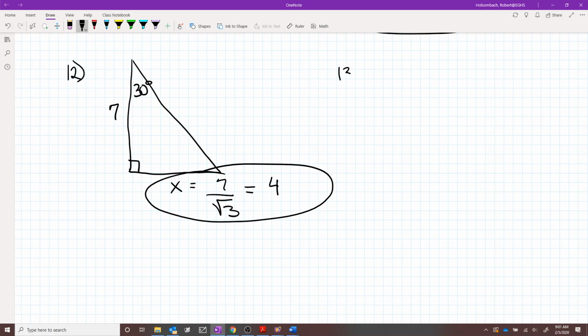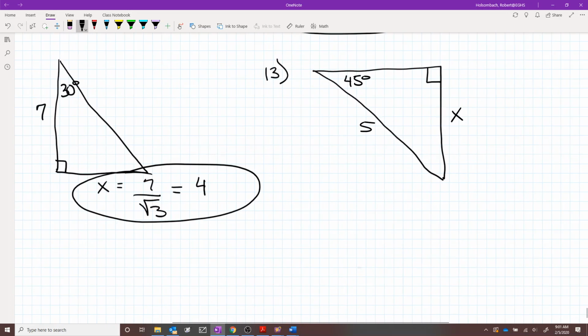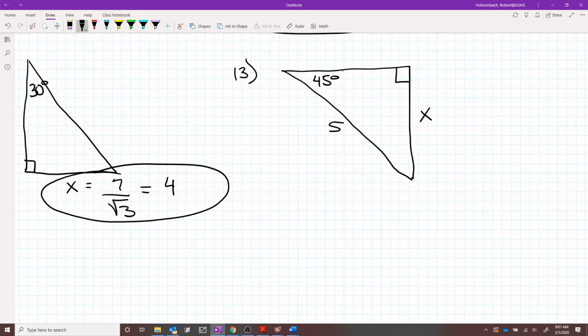Number 13 right next to it is a 45, 45, 90 right triangle, which is another special right triangle. And here's your variable now, and you're given the hypotenuse. In a 45, 45, 90 triangle, the legs are congruent to each other, and they are equal to the hypotenuse divided by the square root of 2. So that's just 5 divided by the square root of 2, which is 3.5.